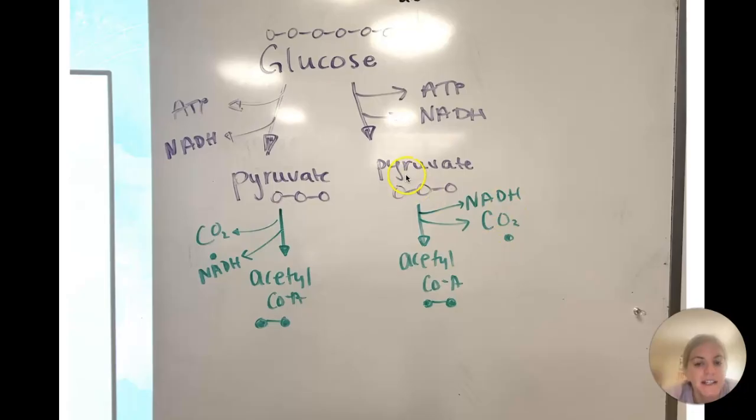But notice, since there was 2 pyruvates, this happens twice. So there's 2 acetyl-CoAs, 2 NADHs, and 2 carbon dioxides. So if you count the total number of carbons, there's still 1, 2, 3, 4, 5, 6 total, just like how we started with glucose. So those are the intermediate reactions. Again, they have to take place so that acetyl-CoA can enter the mitochondria.